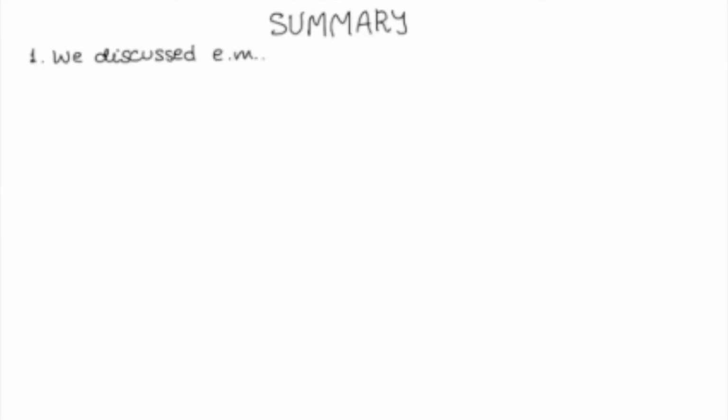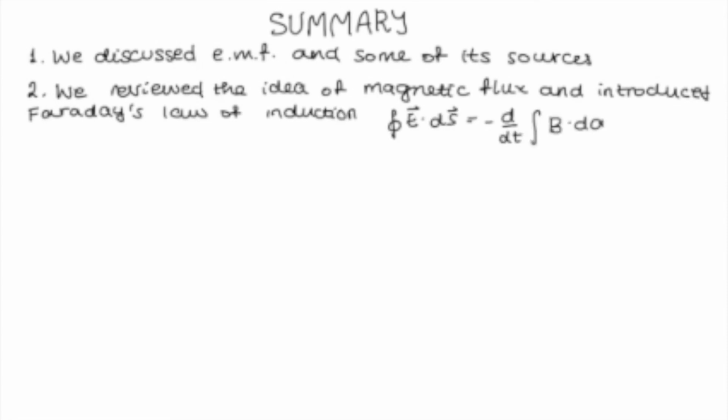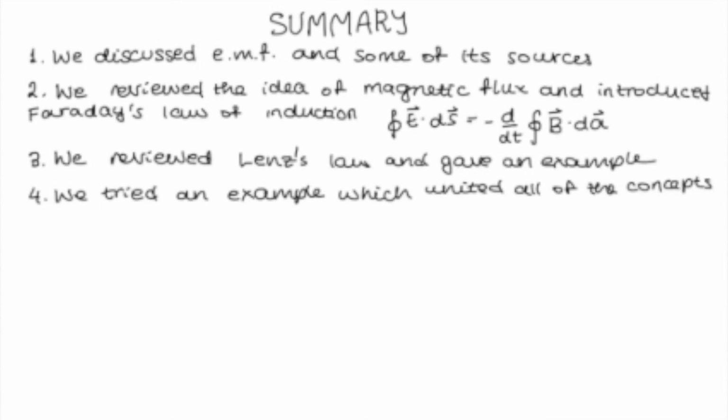So now let's summarize everything. We discussed the EMF and some of its sources. We reviewed the idea of magnetic flux and introduced Faraday's law of induction. And we reviewed Lenz's law by giving an example. We united all of these concepts and we spoke about them in order to understand them better. And finally, we explained the jumping ring puzzle using our knowledge.